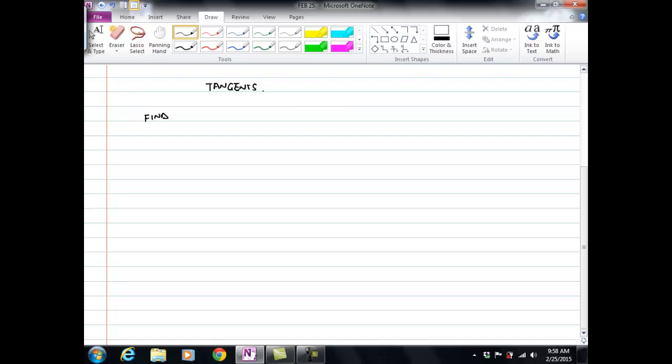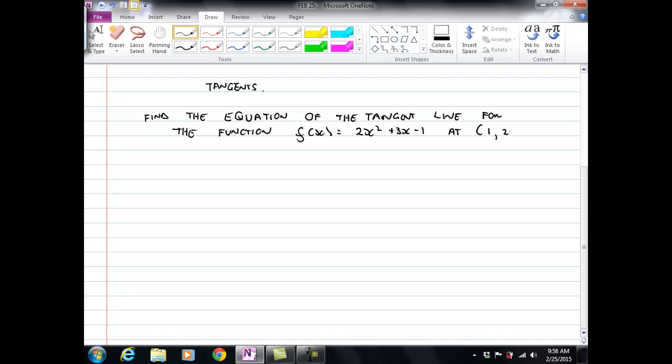Find the equation of the tangent line. Equation of the tangent line. For the function f of x equals 2x squared plus 3x minus 1 at 1, 2.